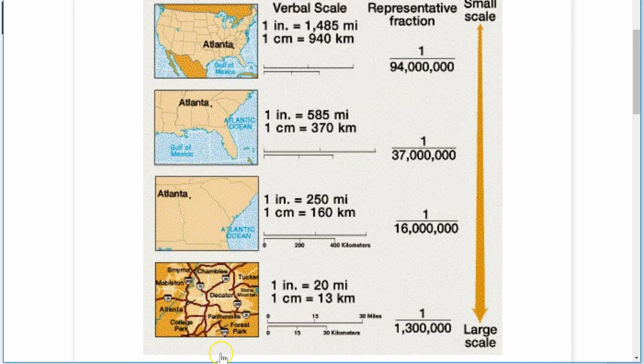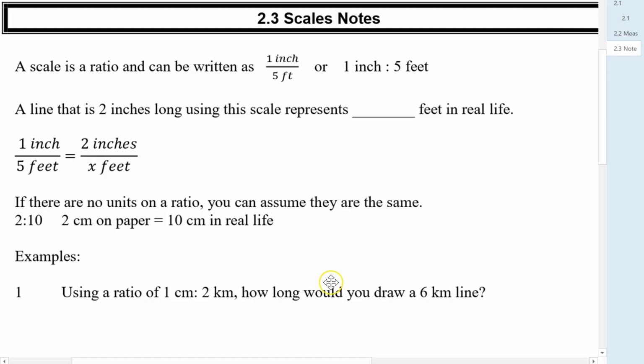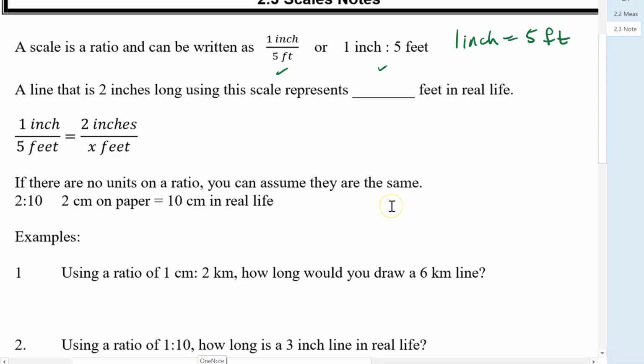So let's go back over here and take a look at it. Here's an example where the scale could be 1 inch and 5 feet. And I guess there's really 3 ways we could write it. We could write it these 2 ways, as a fraction and then as a ratio, or you could also write it as 1 inch equals 5 feet. So there's 3 different ways. Let's solve this problem here.